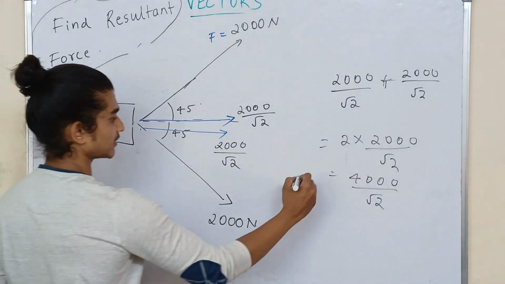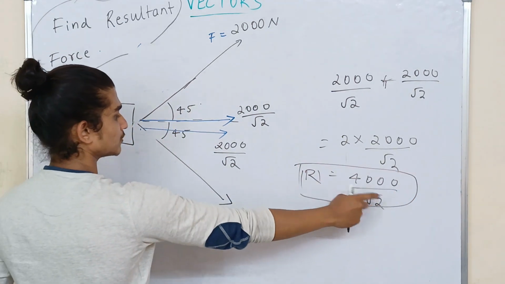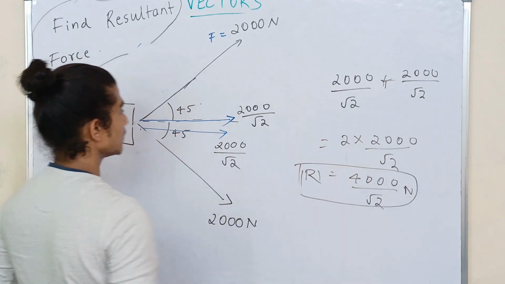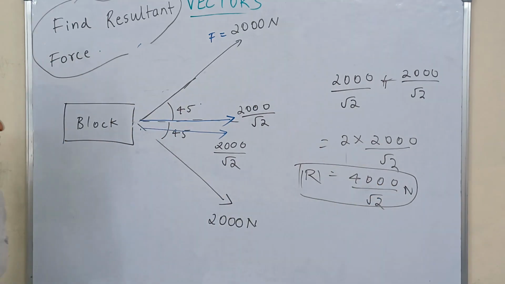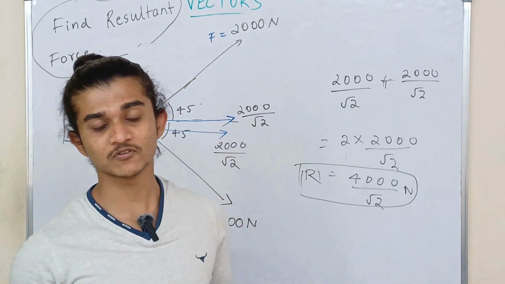So this is my resultant vector magnitude. The magnitude of the resultant vector is going to be 4000 root 2 Newton, and the direction is along the x-axis. So this is how you make problems extremely easy and solve them using resolution of vectors.